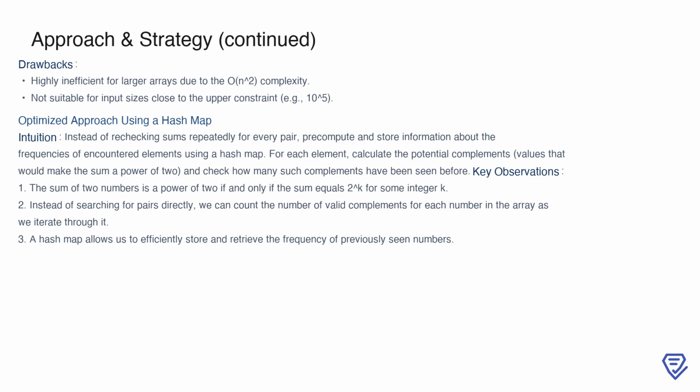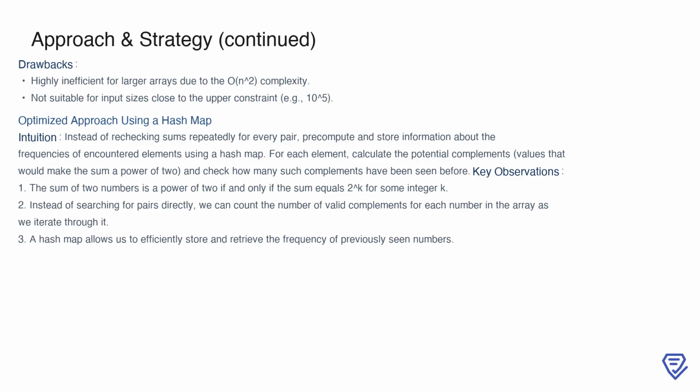The key insight here is that instead of rechecking sums for every pair, we can store and reuse information about the frequencies of previously encountered elements. As we iterate through the array, for each number, we calculate its potential complements, values that, when added to the current number, form a power of 2. Using a hash map, we can efficiently check how many of these complements have been encountered so far.